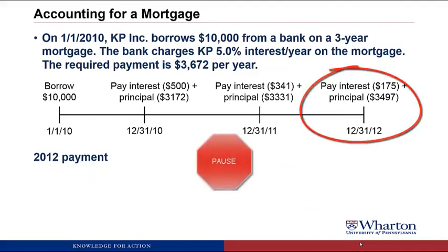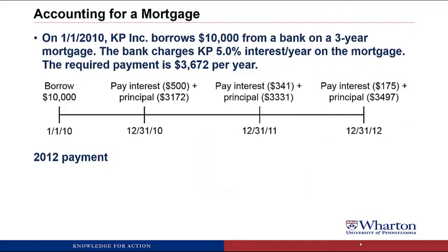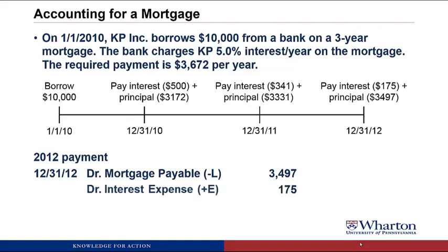Why don't you give it a shot? Again, same entry, different numbers. Debit mortgage payable to reduce the principal balance by $34.97. Debit interest expense to recognize the cost of the interest on the income statement, $175, and then credit cash for the $36.72. And at this point, the mortgage is fully paid off, so there are no more journal entries.